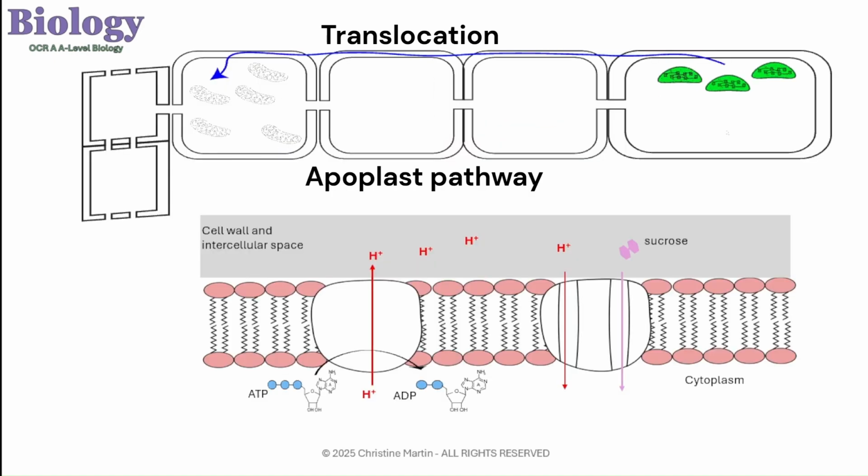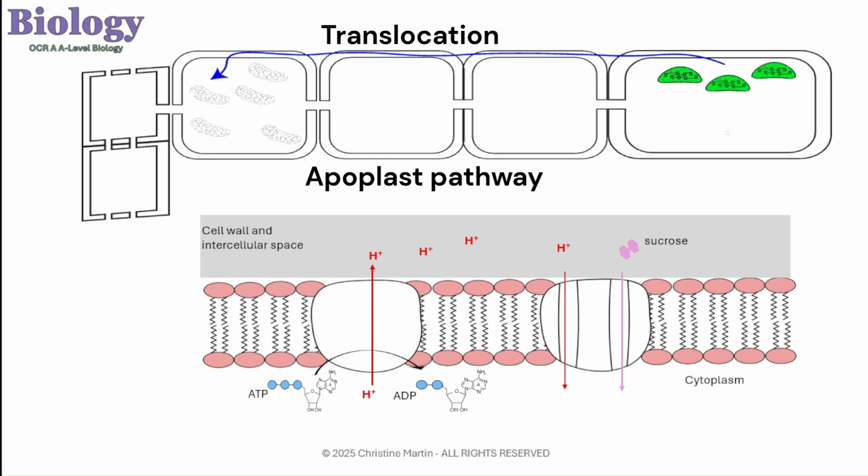Now, the other way in which we can load sucrose is known as the apoplast pathway. Now, the plasma membrane of source cells contain sucrose transporters that move sucrose out of the cytoplasm into the cell wall and intercellular space. Now, the sucrose will then move towards the companion cell where it will be transported back into the cytoplasm.